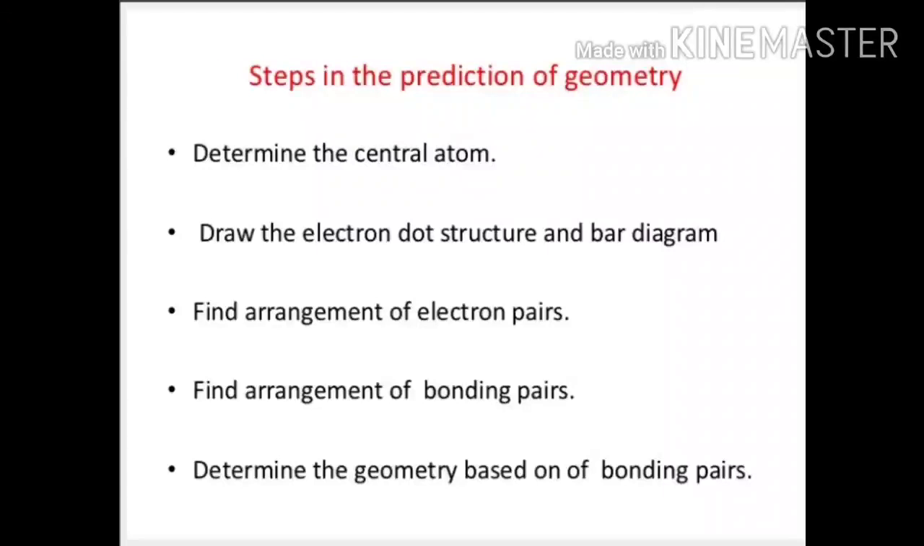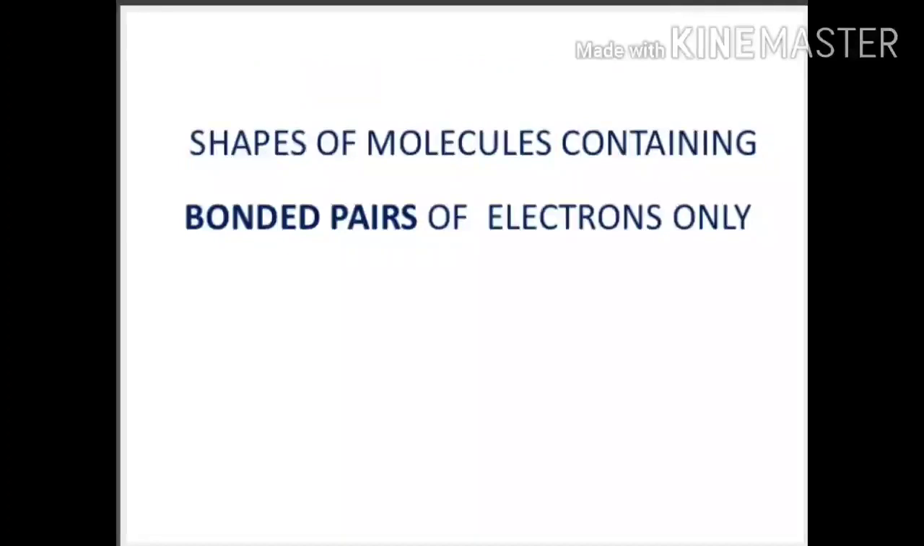After drawing the electron dot structure, we have to find the bond pairs and the lone pairs present in the molecule so that we can find the geometry of the molecule, because the geometry depends on the lone pairs as well as the bond pairs. Let us take some examples of molecules which have only bonded pairs of electrons, or symmetrical shape.